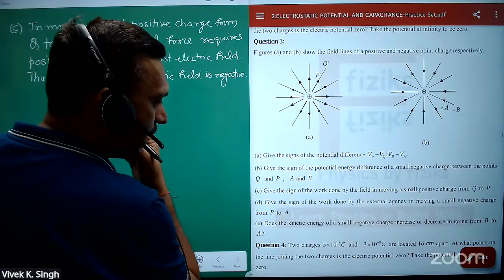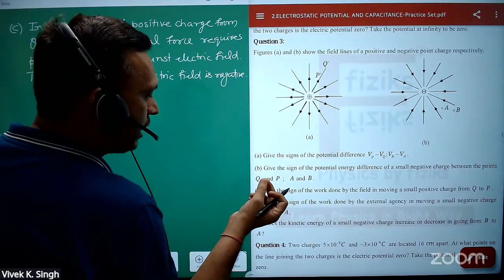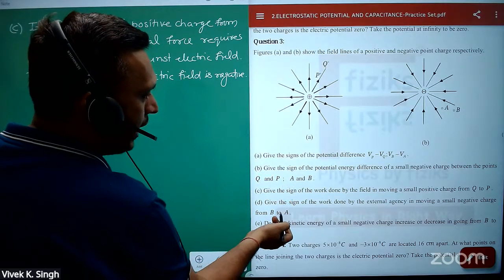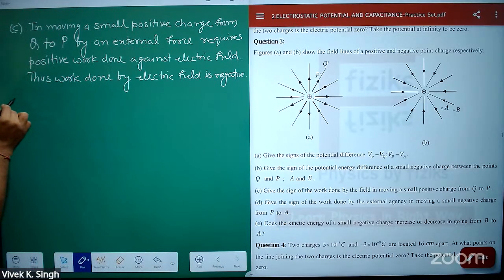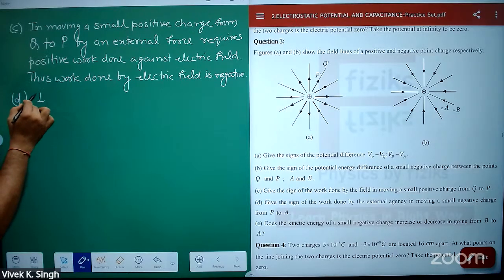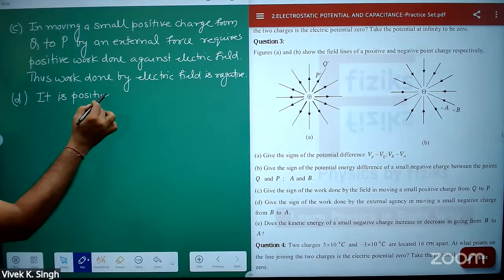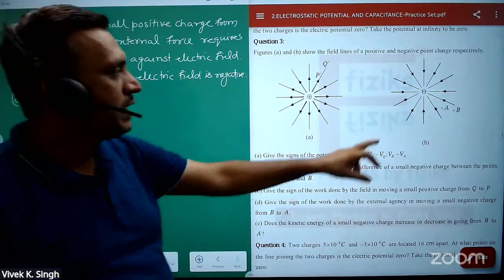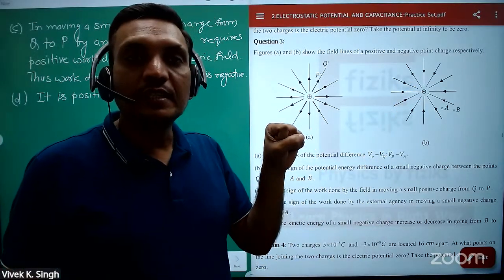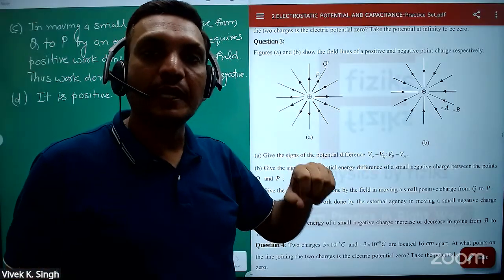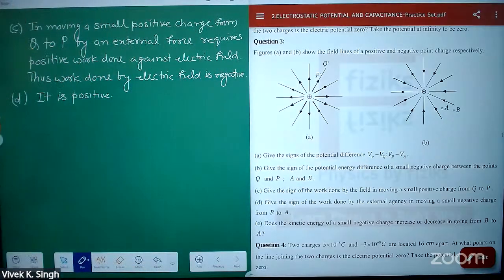Now in D part, give the sign of the work done by the external agency in moving a small negative charge from B to A. So that will be positive. Why positive? Because you are moving a negative charge, so you need some positive work done by the external force against the electric field. That's why this work done will be positive.